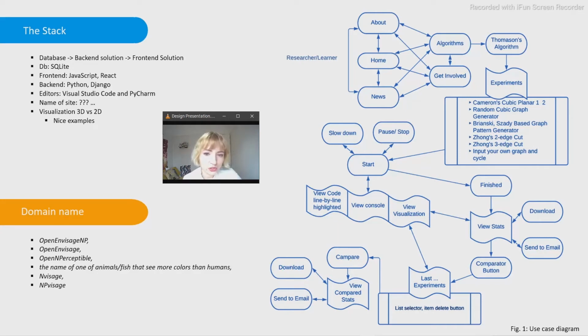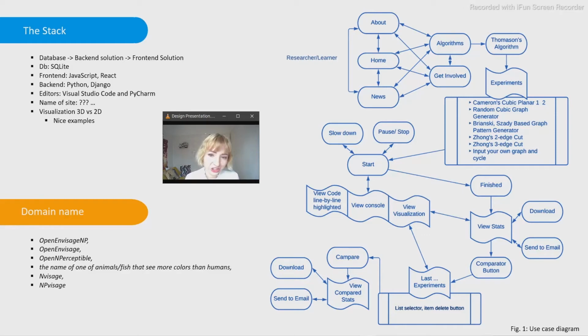Initially, I plan on the user to be redirected to the Thomason's algorithm page, where the experiment settings show up. Then the user can view three things: the code line by line, the console, and the visualization, with options like pause on breakpoint, and when the run finishes, statistics are displayed. Then the user has an option to download those stats or send to email or to press compare, being taken onto a list of all experiments, where the user can select multiple and view the stats comparison page. For example, a line graph would have a few lines of those different experiments compared.